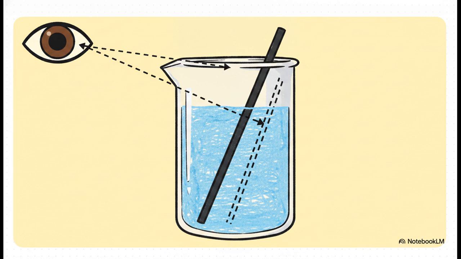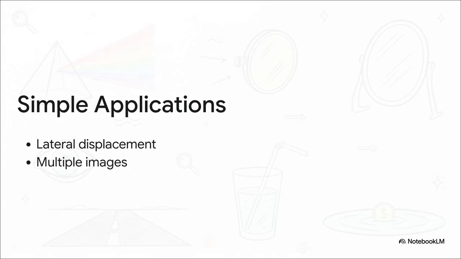It's the exact same reason a swimming pool always looks shallower than it actually is. And you've likely noticed other everyday applications of this too. Take lateral displacement. When light passes through a rectangular glass block, the ray exits parallel, but it's physically shifted to the side. Or how about the weird phenomenon of seeing multiple ghost images in a really thick glass mirror? That's just the partial reflection and refraction we talked about earlier, creating faint echoes of light behind the main reflection.